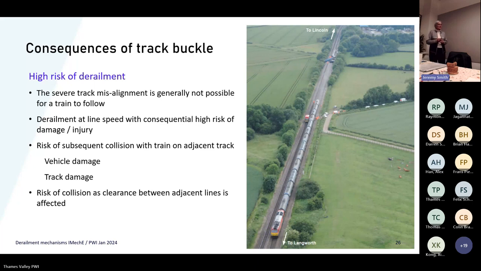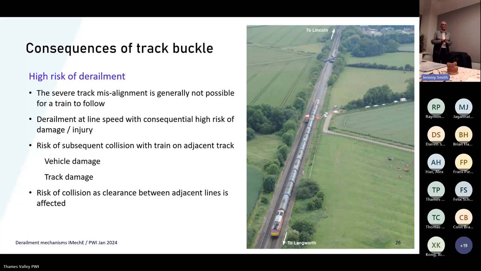Track buckle is a particularly nasty derailment because it tends to happen at line speed. The Cumbria one was an exception because the driver had been warned and was going slowly. So it tends to be at line speed, which means the vehicle travels quite a long distance. It also means the vehicles tend to spread themselves around over the neighbourhood. And this is another one in Lincolnshire, where you can see the front of the train down the bottom of that picture. Up at the top is the rest of the train.